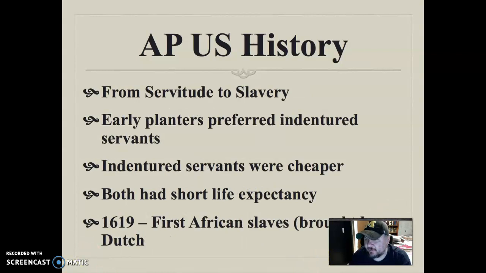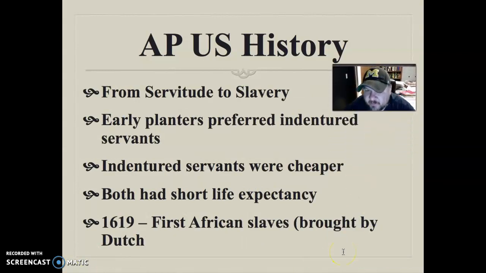Okay, the last question that you're going to have to talk about is from servitude to slavery. So we have this system in the 1600s, and really the economy is based on the work of indentured servants, white indentured servants. Truth be told, early planters preferred using white indentured servants. And the reason being is they were cheaper. They had a time span, whether that was 4 to 7 years. So they didn't have to pay as much to get those indentured servants. Remember, life expectancy wasn't that high anyway. So the chance of you getting your full 7 years wasn't even fantastic. So a lot of people wanted to go the indentured servitude route.